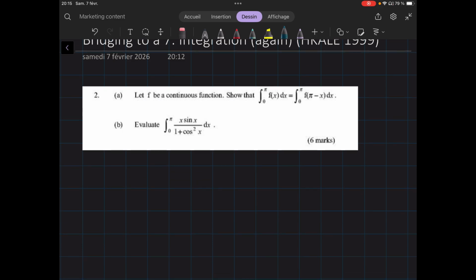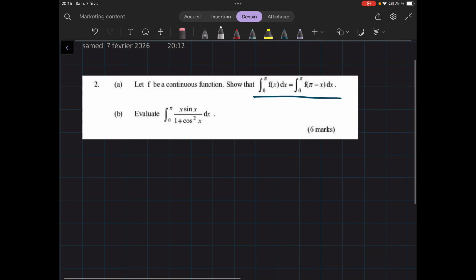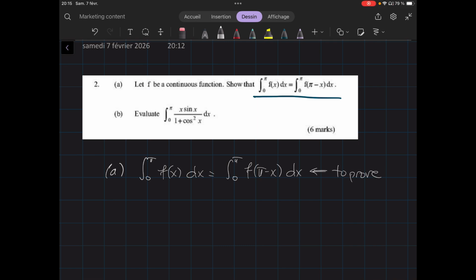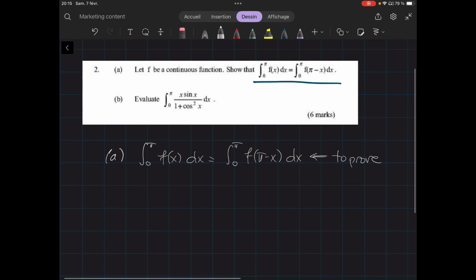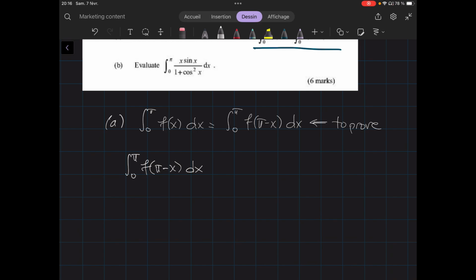Part A asked us to derive an identity. So, let's get straight to it. This is what we have to prove. So, we'll start with either the left-hand side or the right-hand side. I would start with the right-hand side. Starting with the right-hand side, we can identify a substitution that we can use straight away.